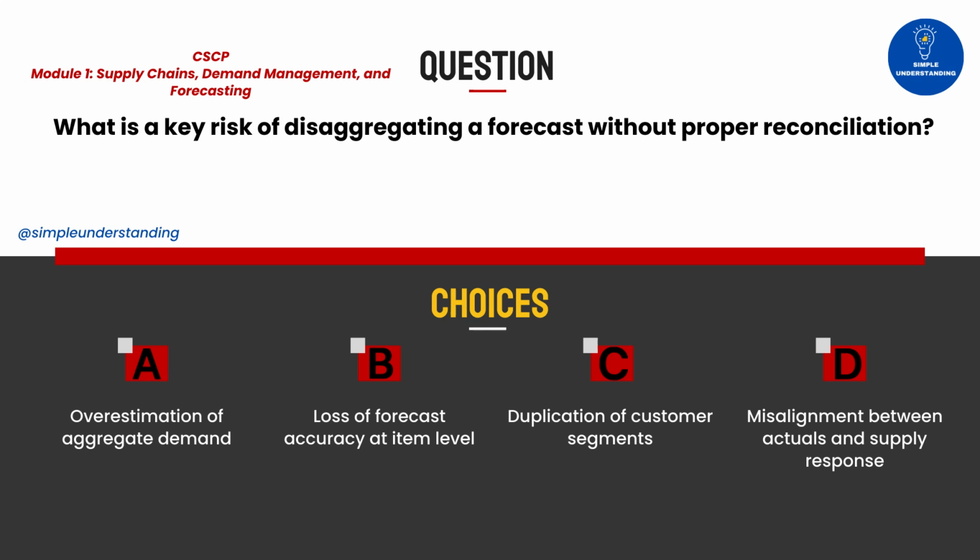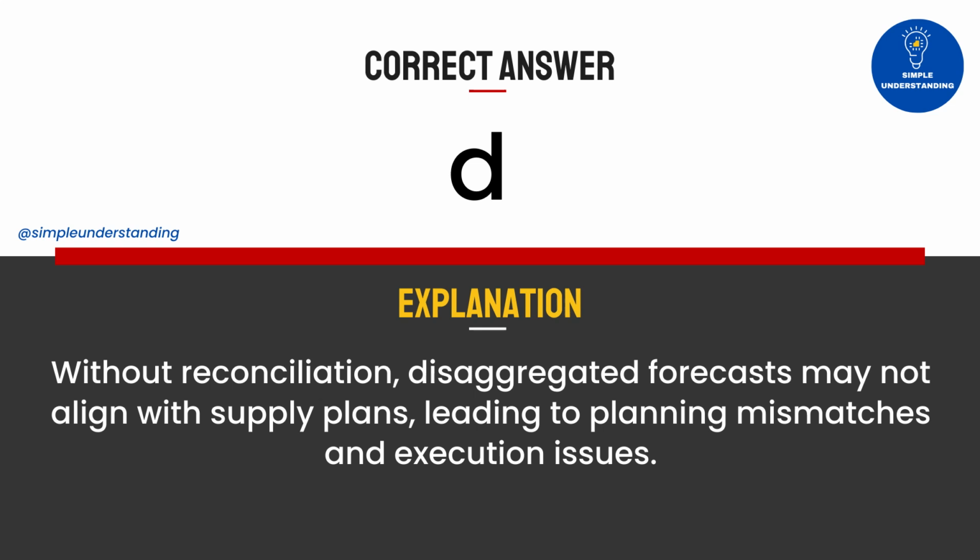Duplication of customer segments. D. Misalignment between actuals and supply response. Correct answer, D. Explanation. Without reconciling disaggregated forecasts, the supply plan may not match real demand, causing planning failures.